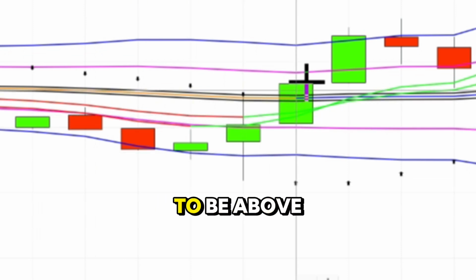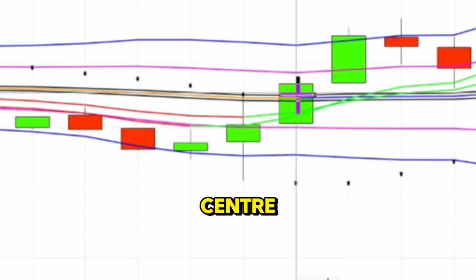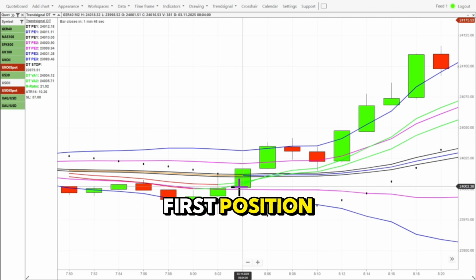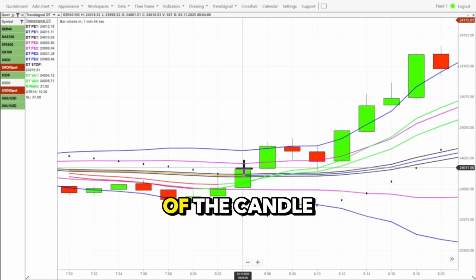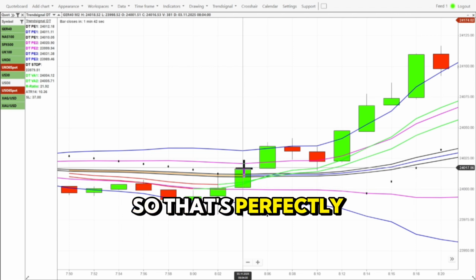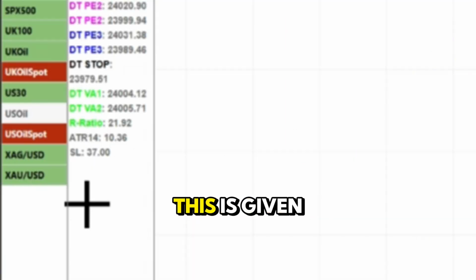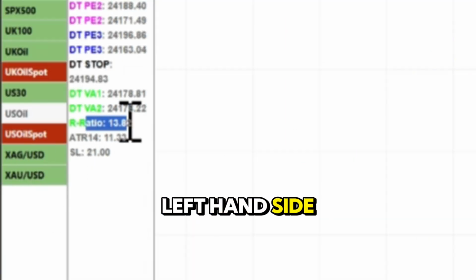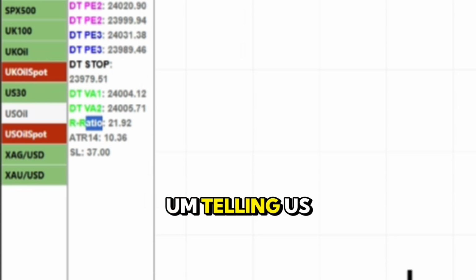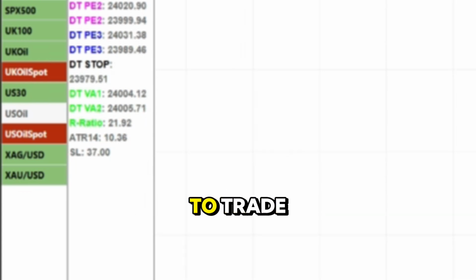Step three, we need the candle to be above the black PE1 in the center. Now, this isn't valid at the first position, at the open of the candle, but at close of the candle, we are above. So that's perfectly fine, 2 minutes in. We then need to look if the market is wide enough. This is given by the R ratio on the left-hand side, which is positive in green, telling us that it's plenty wide enough for us to trade.